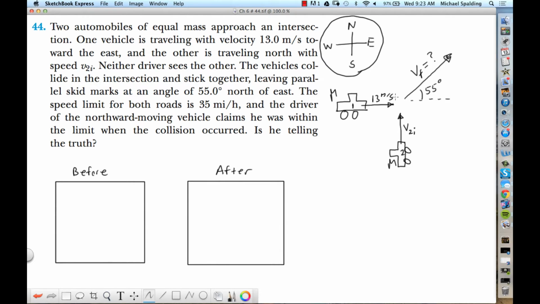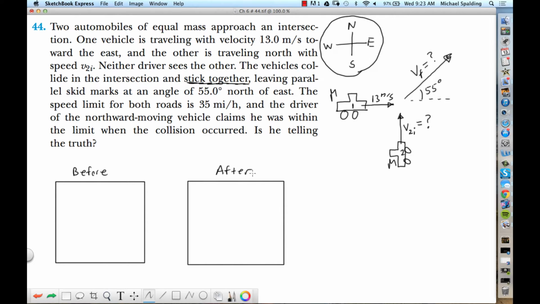Two cars heading towards an intersection. So car 1 and car 2. Car 1 is traveling east at 13 meters per second. And then car 2 is traveling north with some unknown velocity. They collide and stick together. The cars collide and stick together and move off at an angle of 55 degrees north of east, which is that way, right? North of east is up like that. Okay?